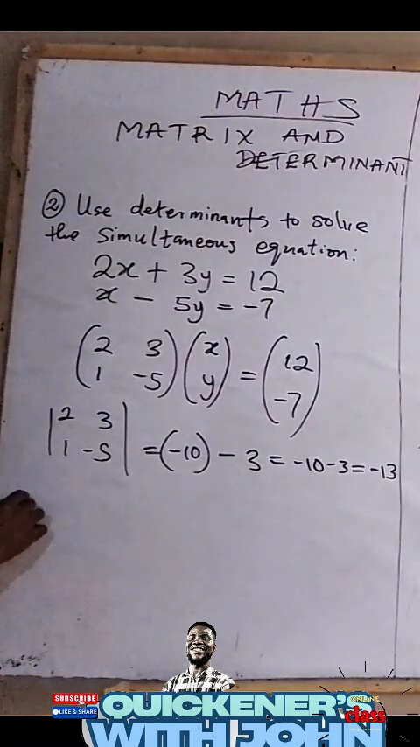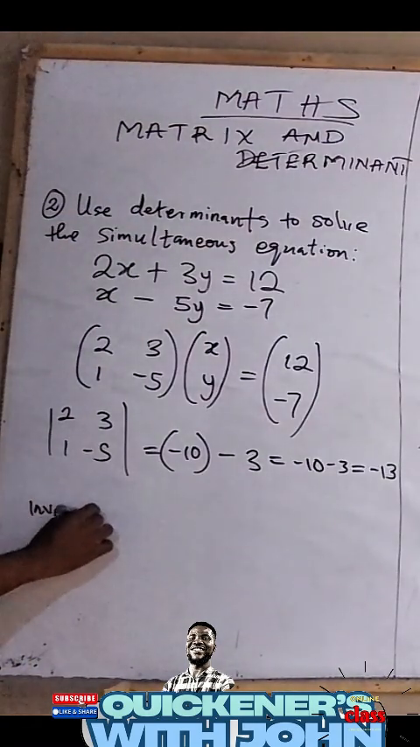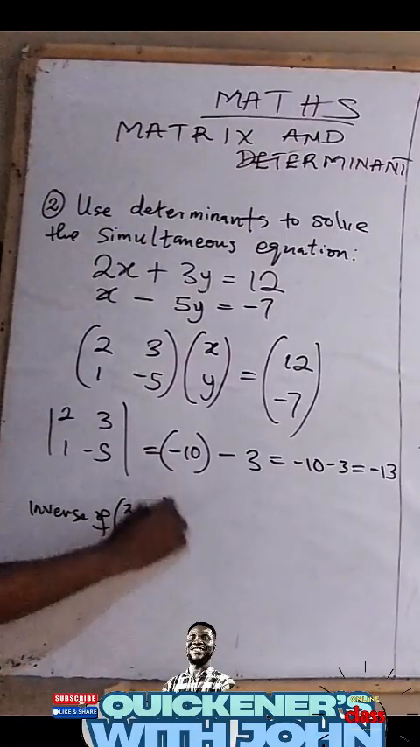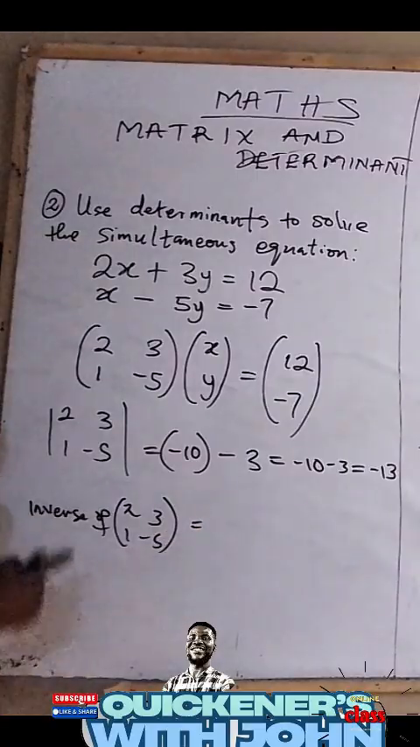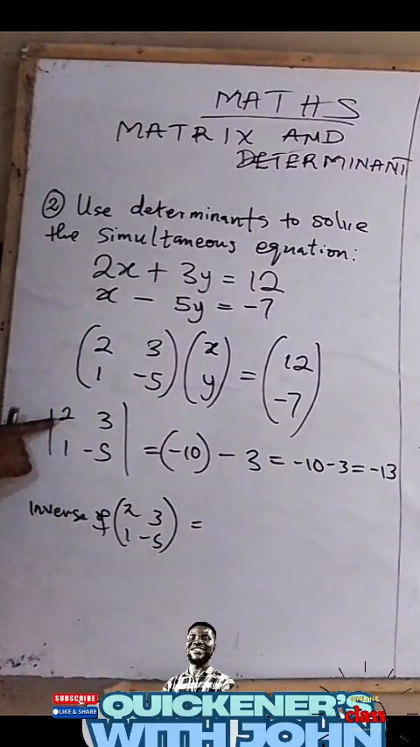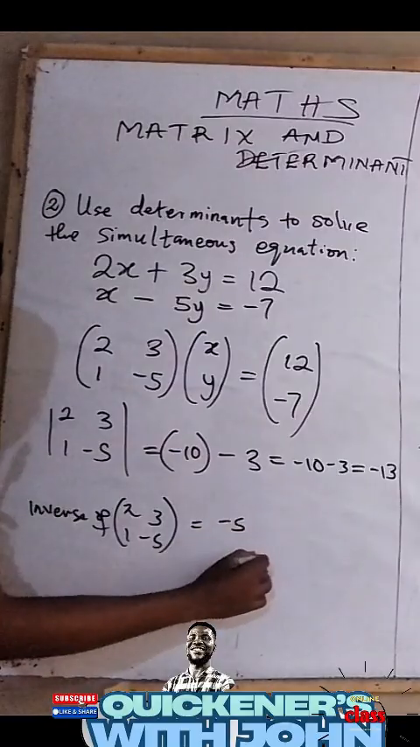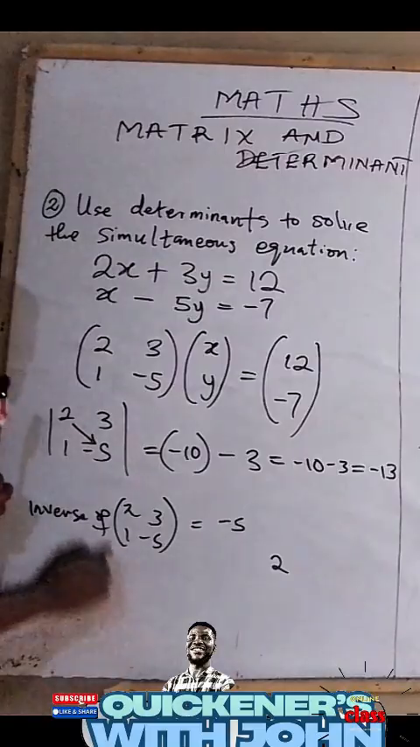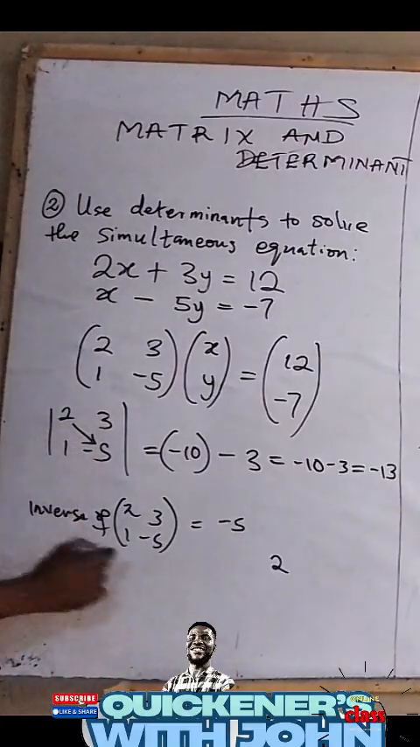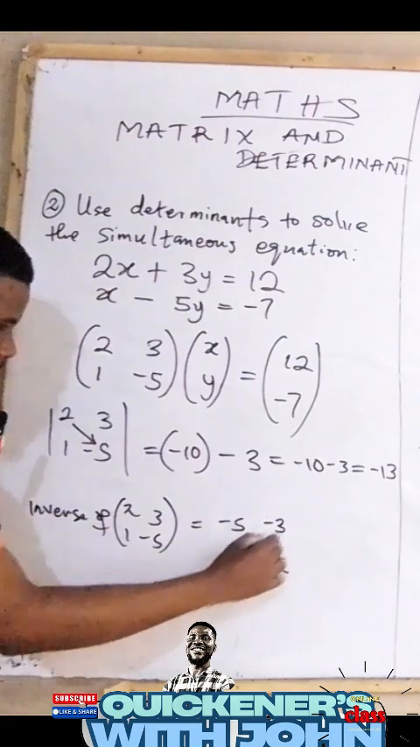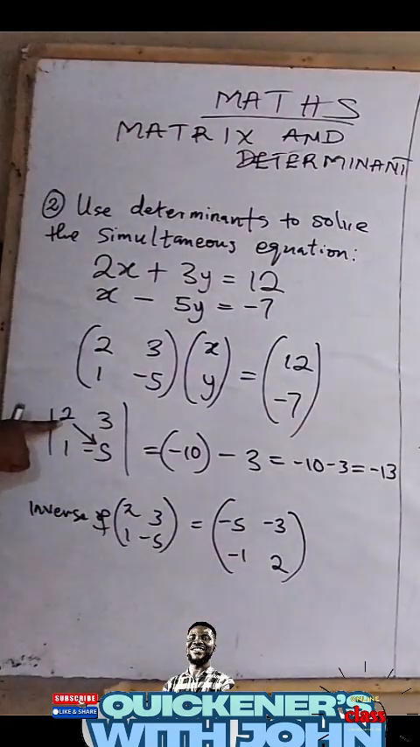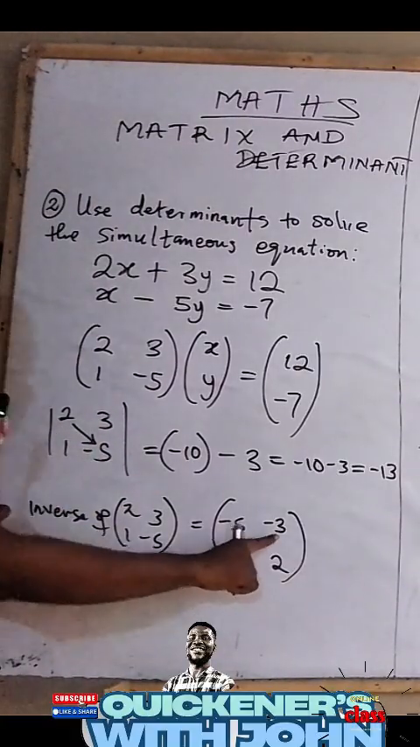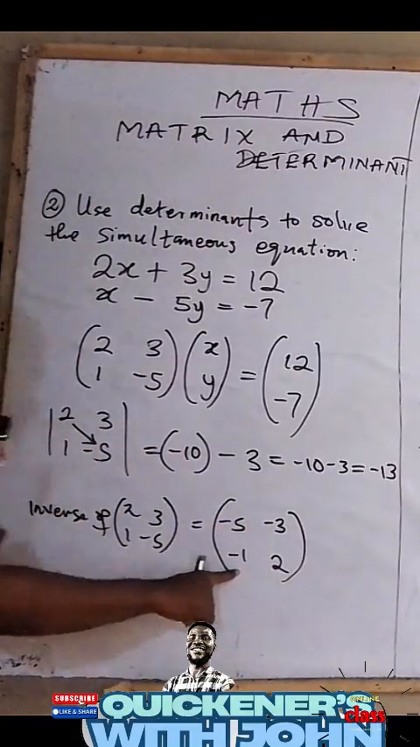Let's continue. So you've got your determinant. Now to get the inverse of this matrix, 2, 3, 1, minus 5, you're going to switch this to this. So I will have minus 5 and 2 here. I'm bringing this one to this side. Then I will multiply this by minus 1, so minus 3 and minus 1. Do you understand what I did now? I move this to this place, move this to this place. Then I multiply this by minus 1, I will have minus 3. Multiply this by minus 1 and I'll have minus 1.